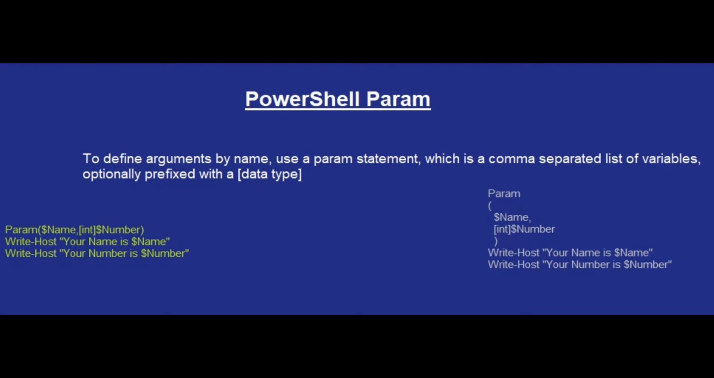So what is PowerShell Param? PowerShell Param is used when you have multiple arguments, different things we stated. So we use the statement with the comma. So if we have $name, $number, $location, we can add them in one statement. For that we are using the param.